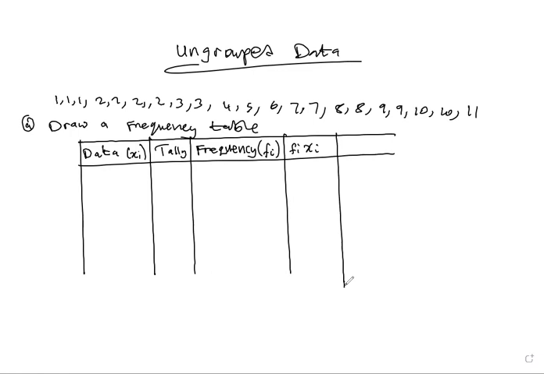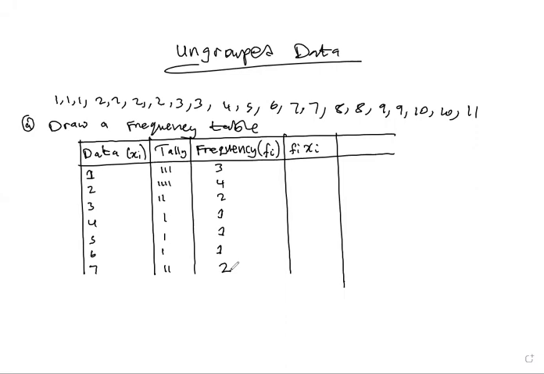So now we go to each data one. How many ones are there? There are 3, isn't it? So the frequency will be 3. You go to 2. How many 2s are there? There are 4. So write 4. And then 3. How many 3s are there? We have 2. So write 2. 4, we have 1 of it. Then 5, we have 1. So the frequency is 1. 6, we have 1. So the frequency is 1. 7, we have 2. So the frequency is 2.